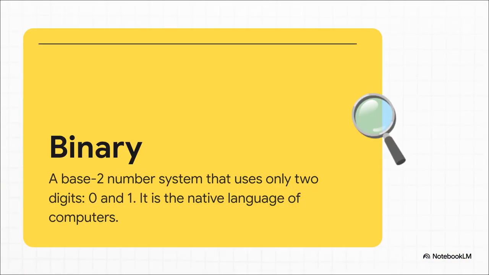The clue is right there in the name. Think about the prefix bi, like in bicycle. It just means 2. So the binary system is what we call a base 2 system. It only has 2 digits to work with, a 0 and a 1. That's it. The entire digital universe is built from just those 2 numbers.